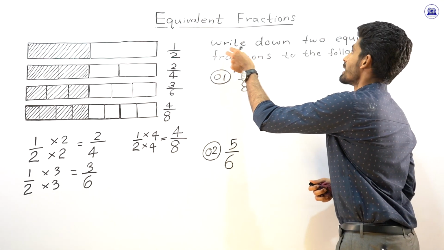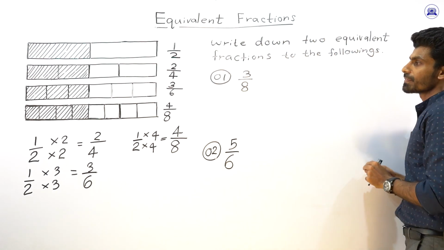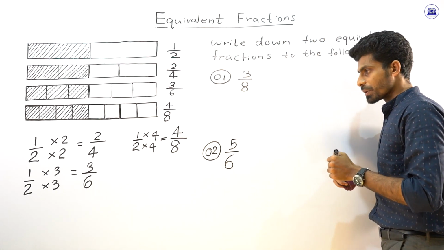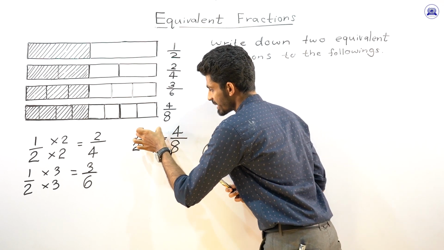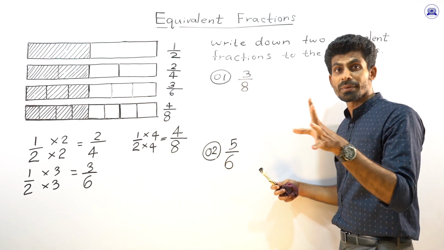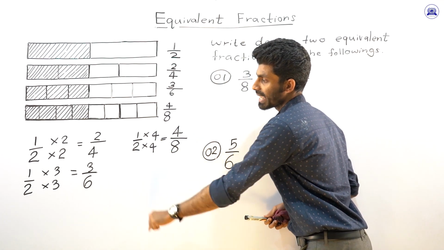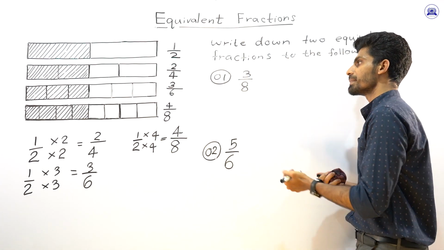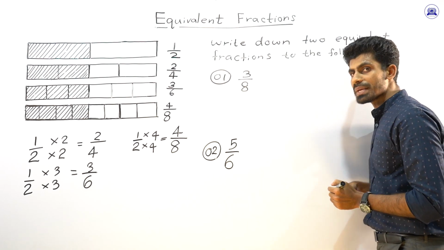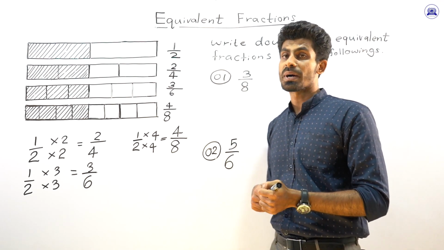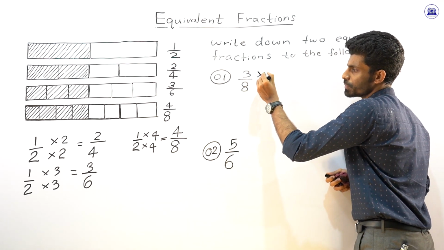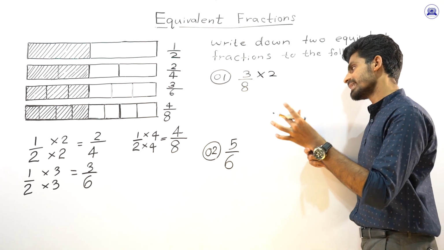Write down two equivalent fractions to the following. Here, you can multiply the numerator and the denominator by the same number, right? Do not use different numbers. You have to use the same number. 3 over 8. So I will multiply both by 2. You can take any number.